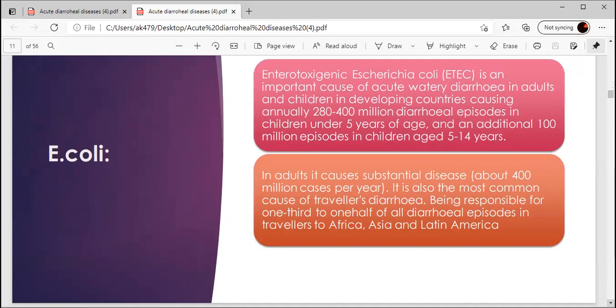E. coli. Enterotoxigenic E. coli is an important cause of acute watery diarrhea in adults and children in developing countries, causing annually 280 to 400 million diarrheal episodes in children under 5 years of age, and an additional 100 million episodes in children aged 5 to 14 years. In adults, it causes substantial disease. It is also the most common cause of traveler's diarrhea, being responsible for 1/3 to 1/2 of all diarrheal episodes in travelers to Africa, Asia, and Latin America.